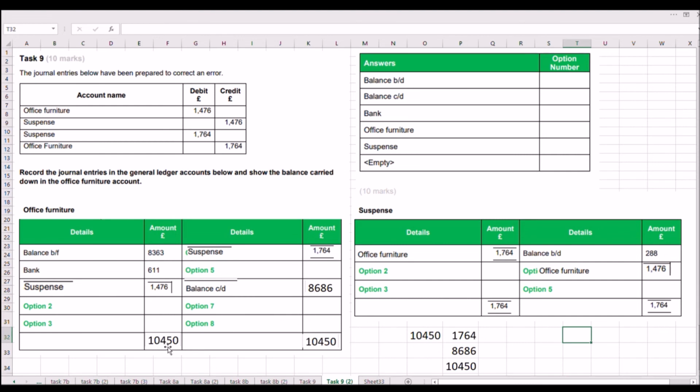Total up the columns, so 10,450, and then this is 1764. So the carry down must be 8686 to make these two totals at the bottom equal to one another. And that's really just the answer. But 10 marks, it's not really worth 10 marks at all, really, is it? But it's a way to quickly get time and marks in the exam.